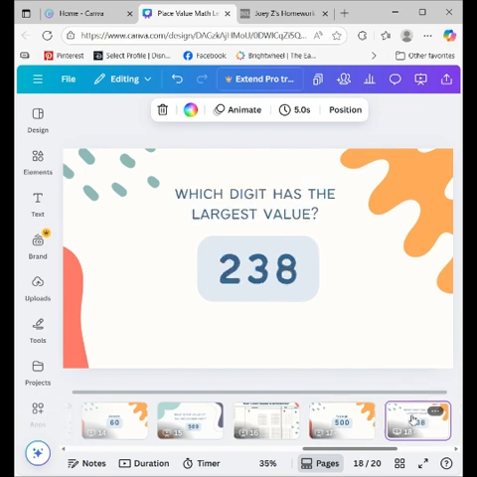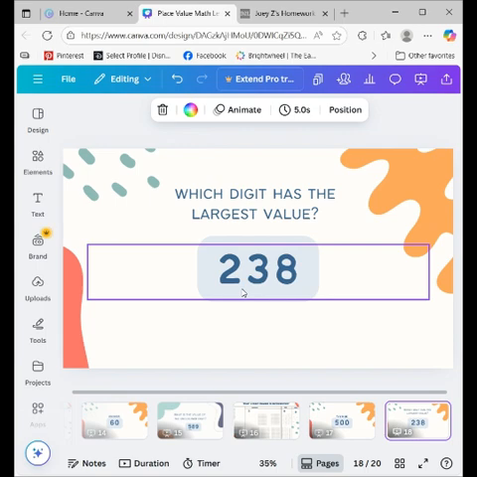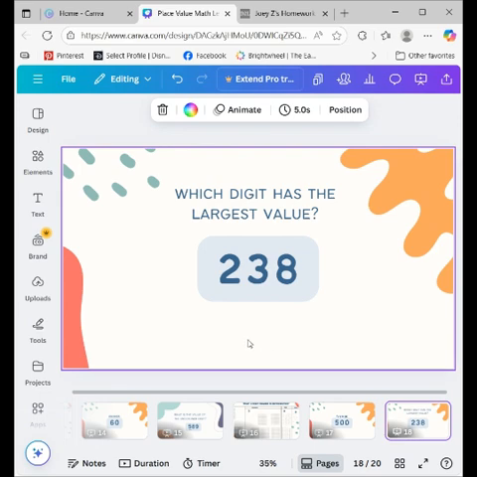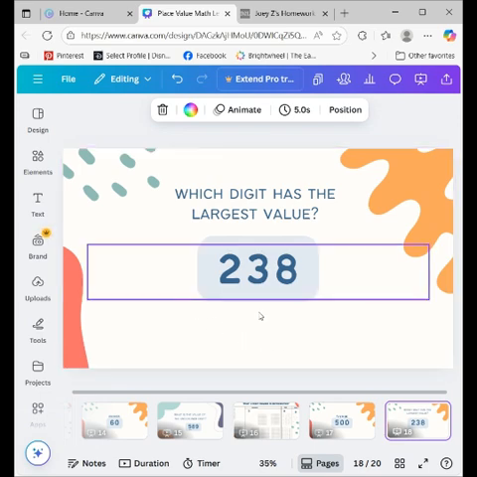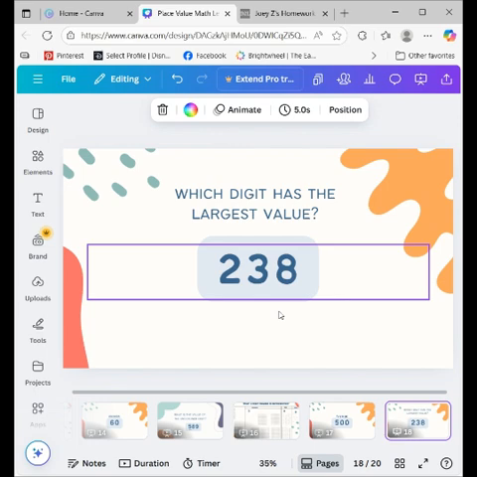So let's go to our next one. This is a little bit different, okay? So we are not trying to find out the value of them, but we want to find out what the largest value is. So which digit has the largest value? So we are going to use our same technique that we've been using and find out what the largest value of 238 is, okay?